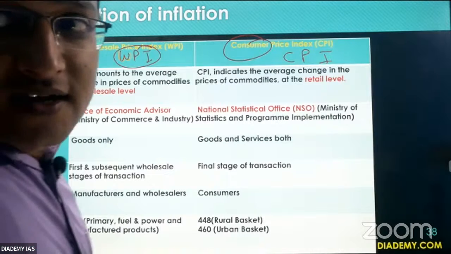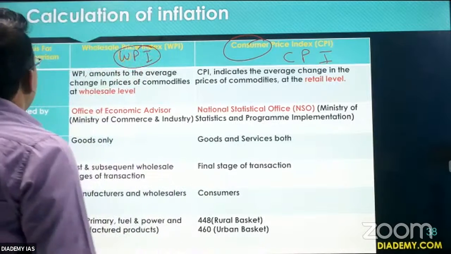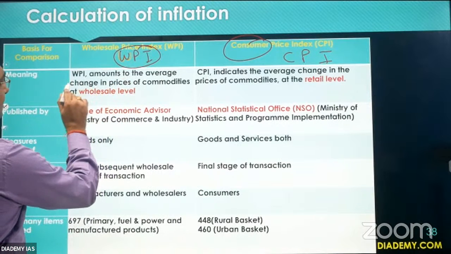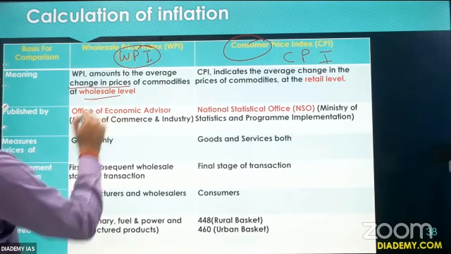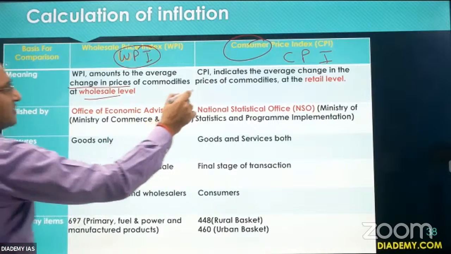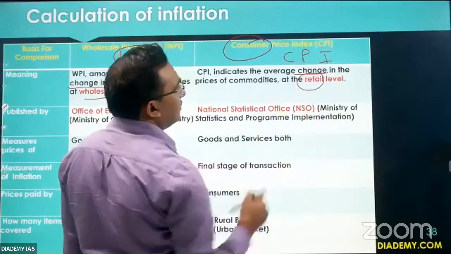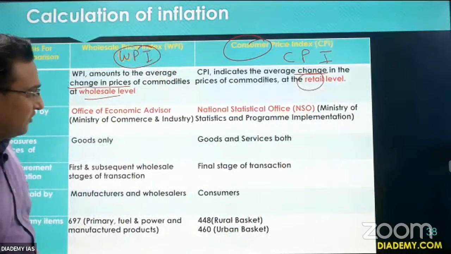So let us start. Wholesale price index. It calculates the change in the price level at the wholesale level. Consumer price index, it calculates change in the price level at the retail level, at the customer level, consumer level.